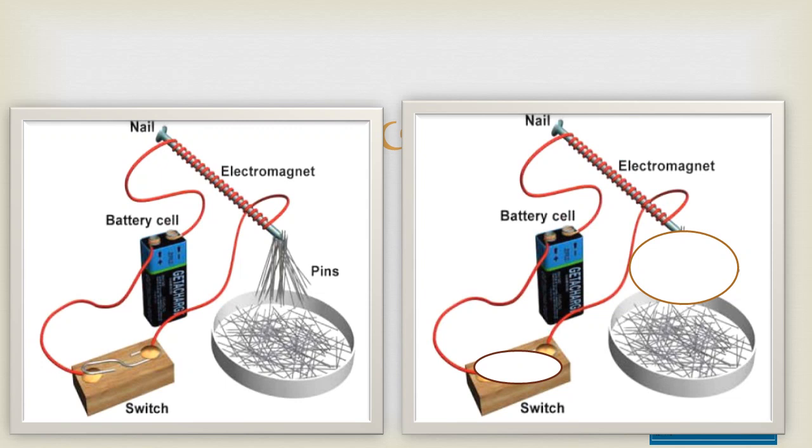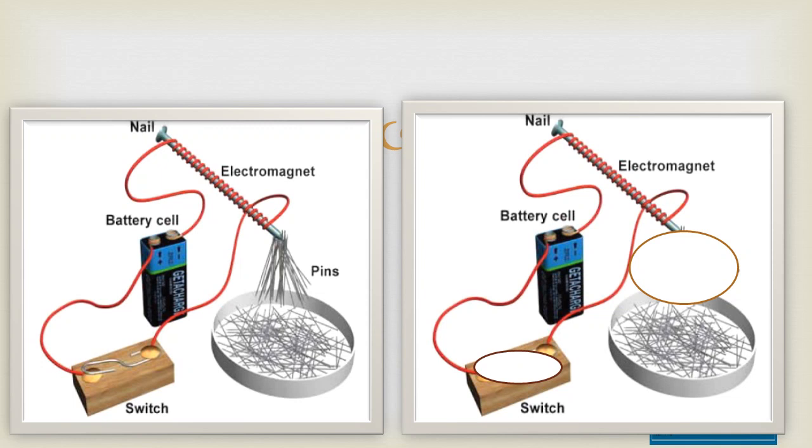Now keep 2 to 4 iron pins or nails near the screw. Now start the current in the circuit by plugging the key. It will be noticed that the pins have stuck to the tip of the screw. Now if we switch it on, what happens? The pins will stick to the iron nail, and the pins continue to stick until the plug key is opened. Now let's see.